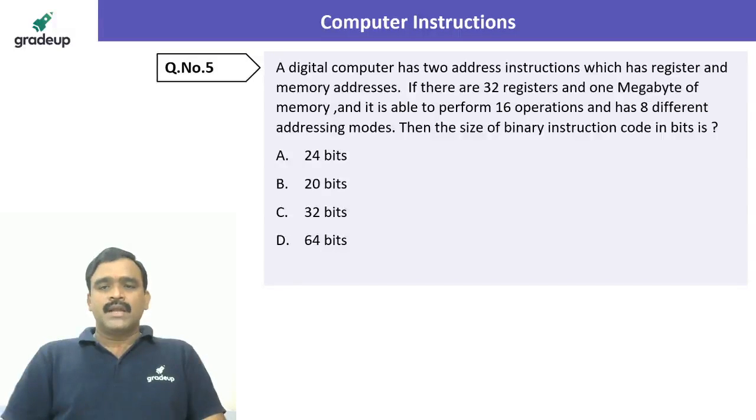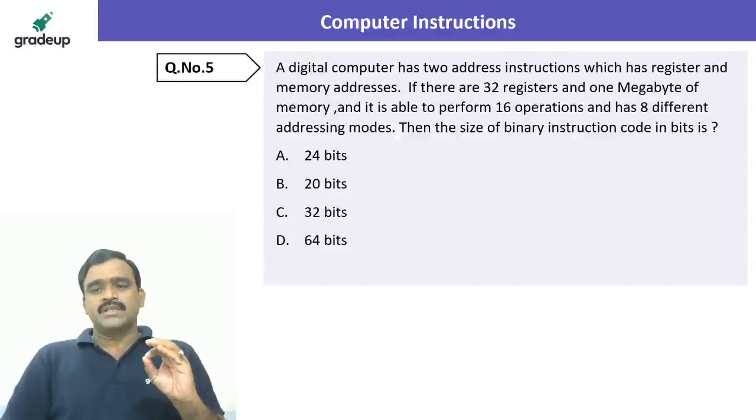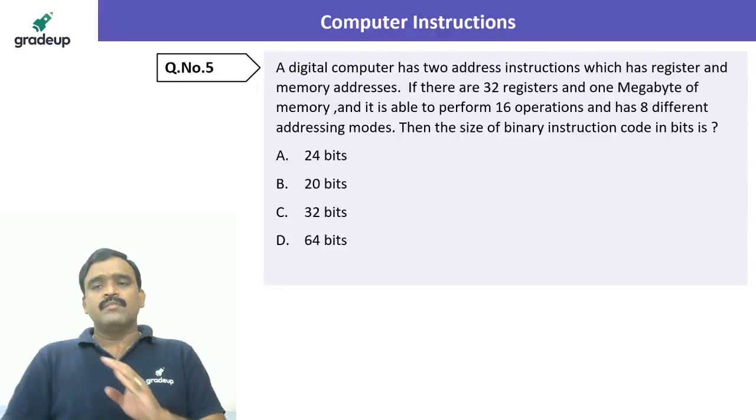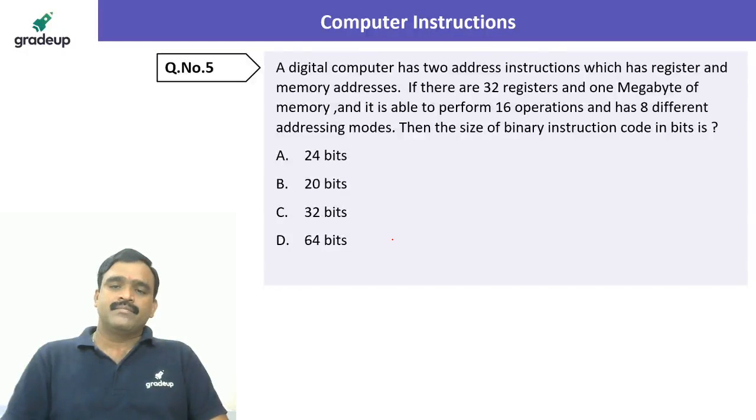A digital computer has two address instructions, which has a register and memory addresses. If there are 32 registers and 1 megabyte of memory, and it is able to perform 16 operations and has 8 different addressing modes, then the size of the binary instruction code in bits is very simple.